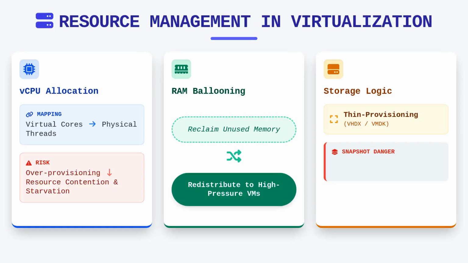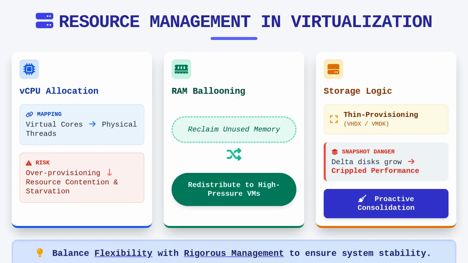You must implement rigorous snapshot management because every snapshot taken creates a delta disk file that grows over time. If left unchecked, these snapshots can cripple performance or fill up the underlying storage array, necessitating a proactive approach to disk consolidation and cleanup.